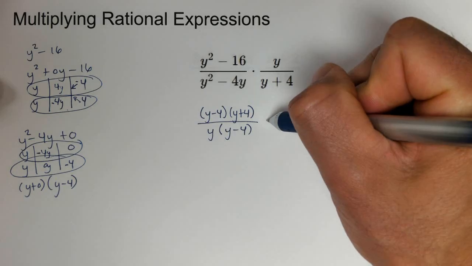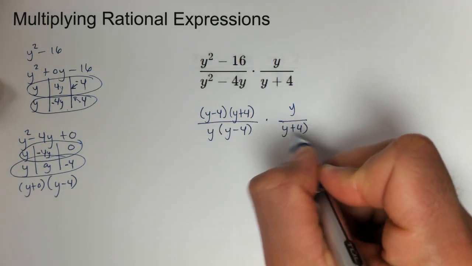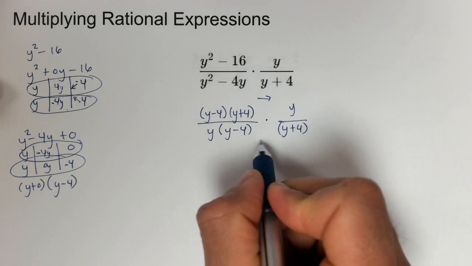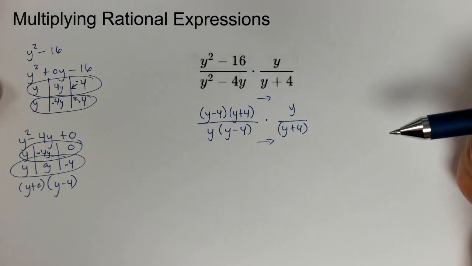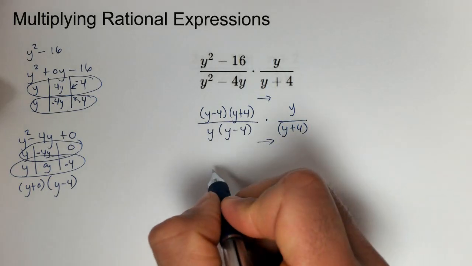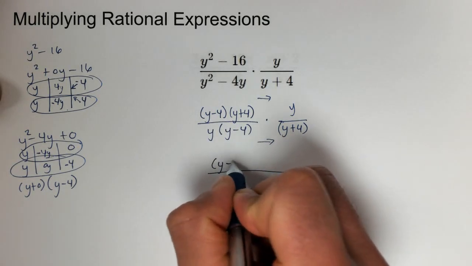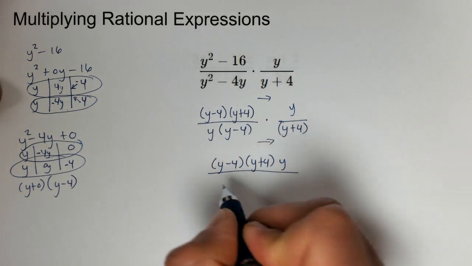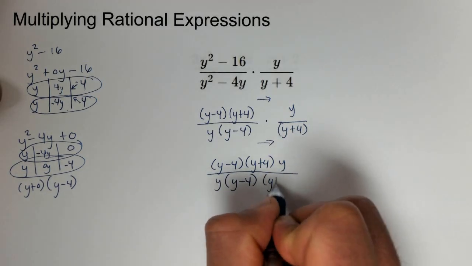On the right side, there's nothing to factor. It's just y divided by y plus 4. And as you do with regular fractions, whenever you multiply fractions, you multiply them horizontally, right? You multiply the numerator by the numerator and the denominator by the denominator. When I do that, on the top I have y minus 4 times y plus 4 times y. And in the bottom I have y times y minus 4 times y plus 4.